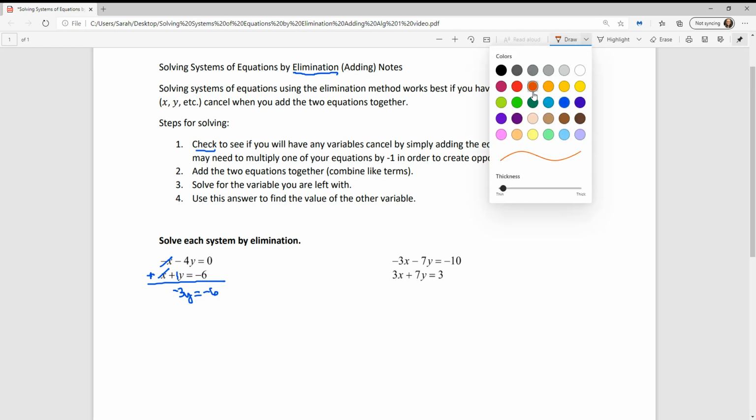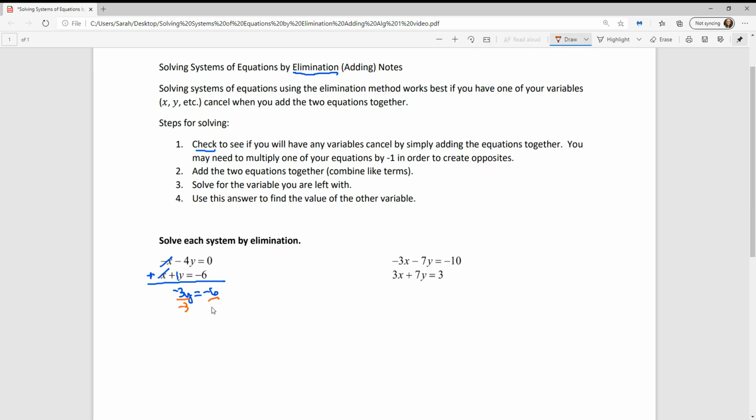What's nice about that equation is it's really easy to solve for y from here. It's just one more step. Divide both sides by negative 3, and we end up with y equals 2. If we just had one equation with one variable in it, we would be done. However, we have two equations with two variables. I have one of them, I have y. I still need to find x.